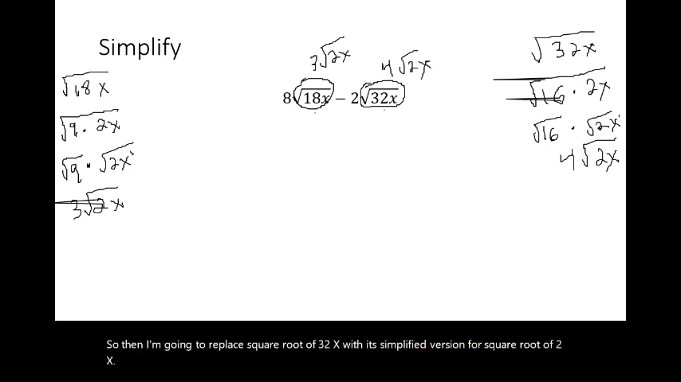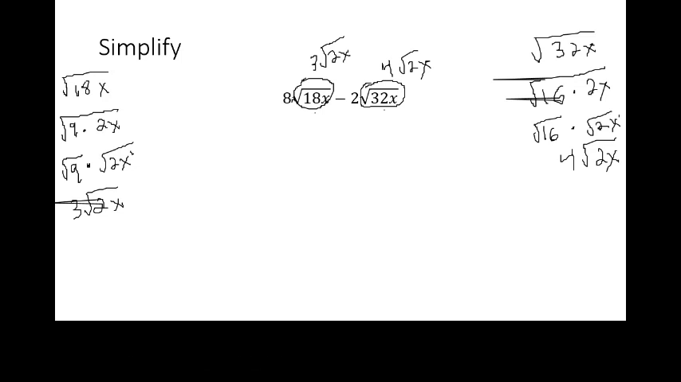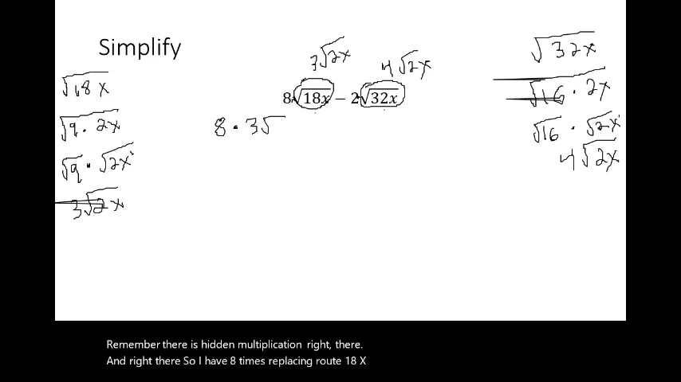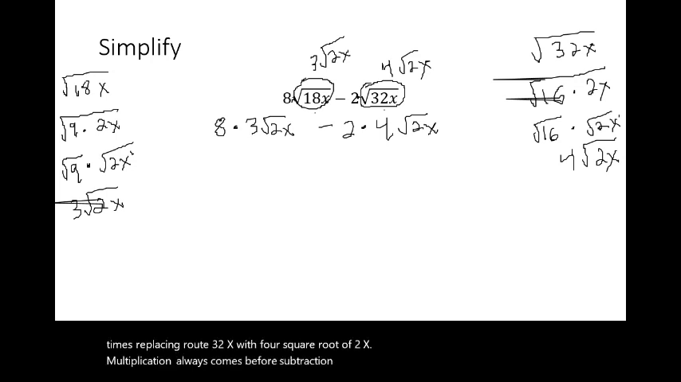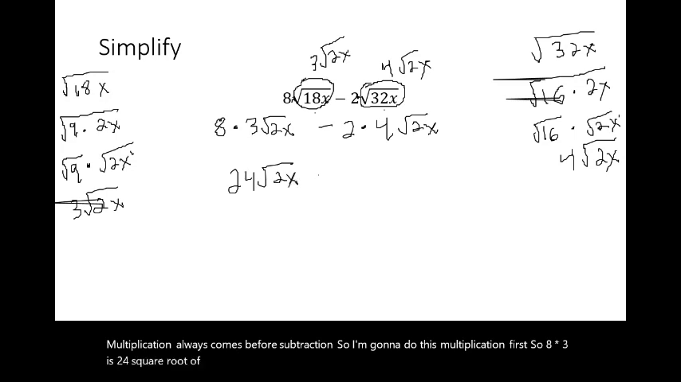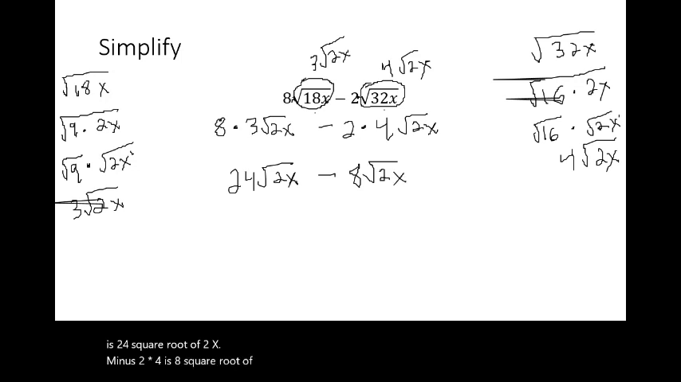Remember, there is hidden multiplication right there and right there. So I have 8 times replacing root 18x with 3 square root of 2x, minus 2 times replacing root 32x with 4 square root of 2x. Multiplication always comes before subtraction, so I'm going to do this multiplication first. So 8 times 3 is 24 square root of 2x, minus 2 times 4 is 8 square root of 2x.